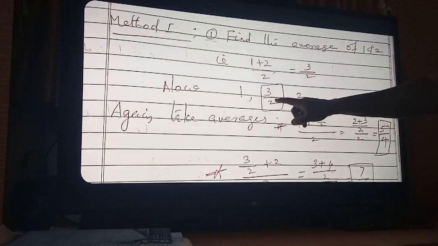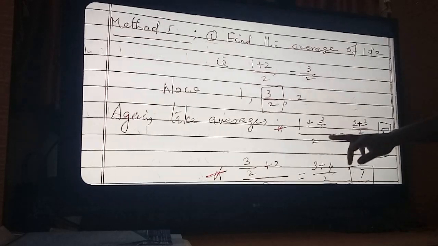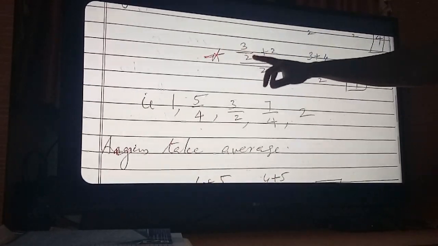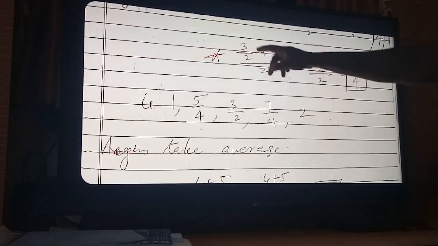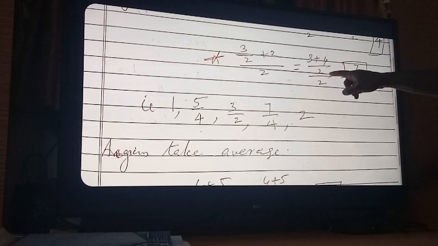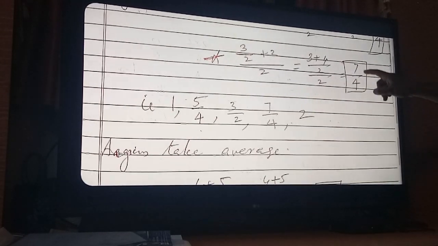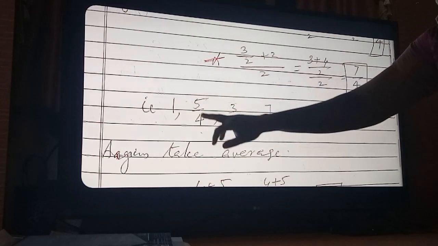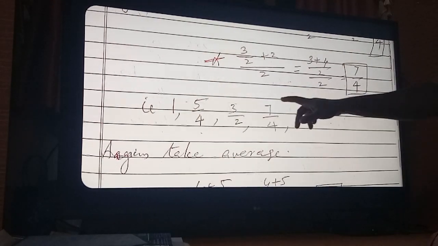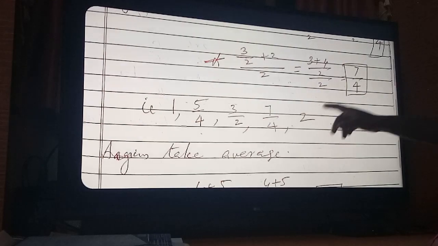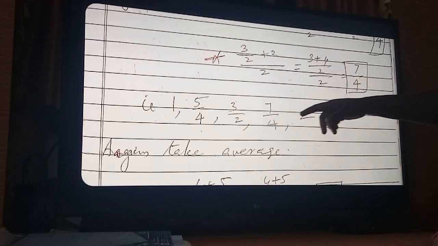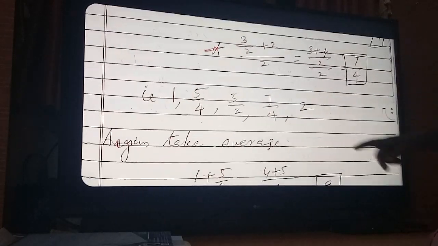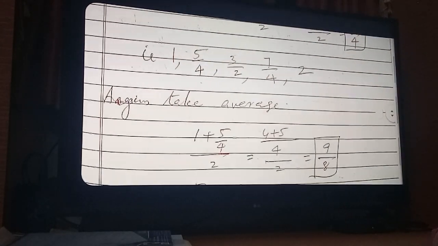Now we will take the average of 3 by 2 and 2. See here, same method: 3 by 2 plus 2, by 2. We are taking the average of these two. Take the LCM here. We got 7 by 4. Now you can see 5 by 4 lies between 1 and 3 by 2, and 7 by 4 lies between 3 by 2 and 2. So how many numbers did we get between 1 and 2? Only 3 numbers. Now you want to find 2 more numbers.